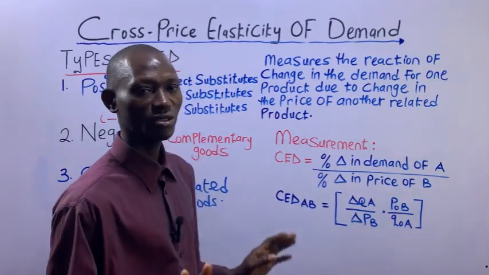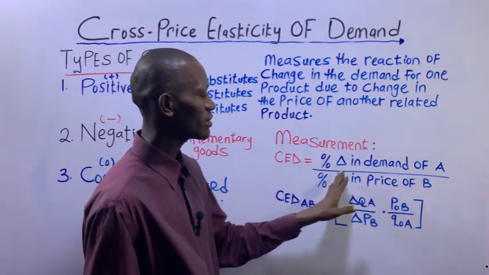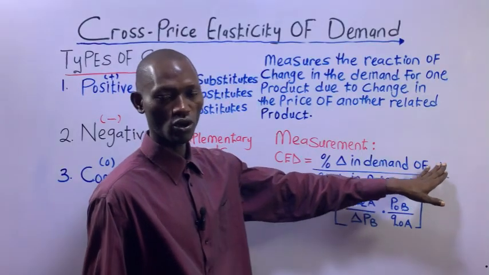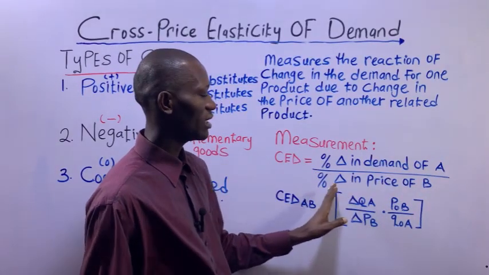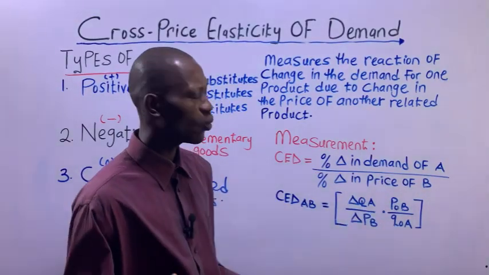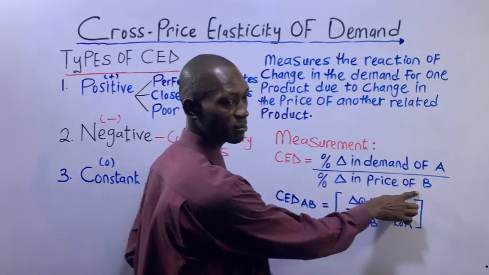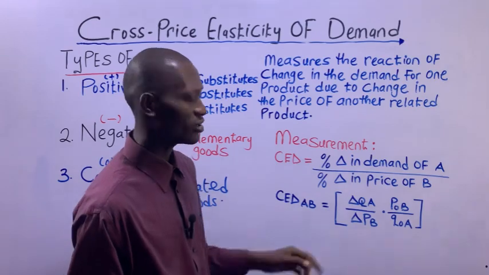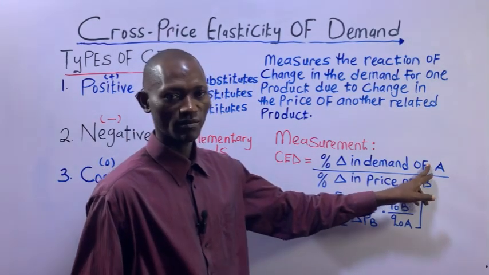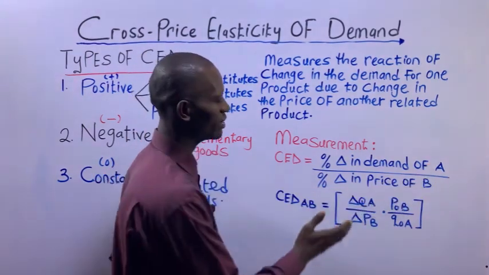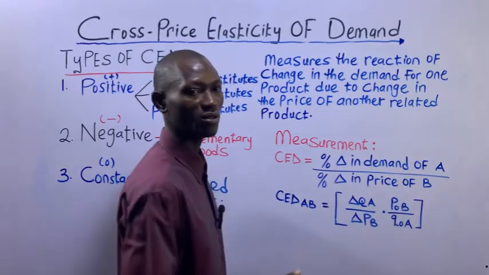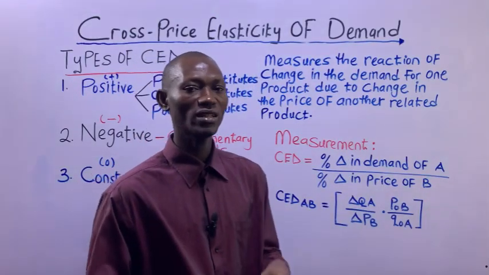It is measured as percentage change in the demand for commodity A divided by percentage change in the price of B. So what this means is that any change in the price of commodity B will lead to a change in the demand for commodity A. And that's basically that. And this percentage change in the price of B is considered the independent variable.